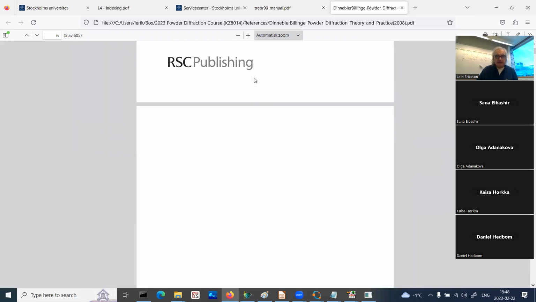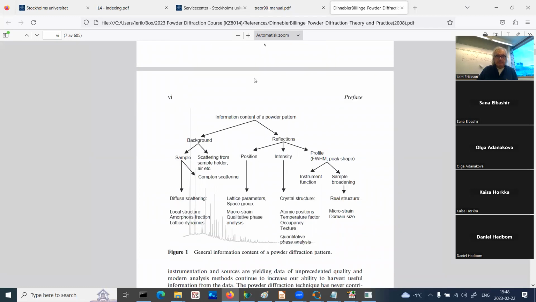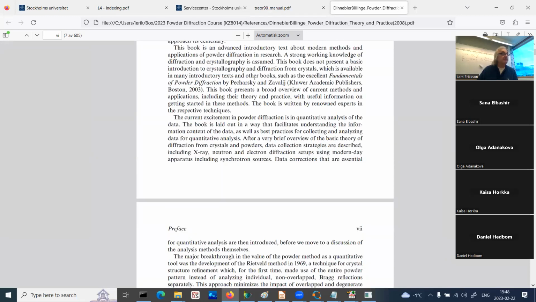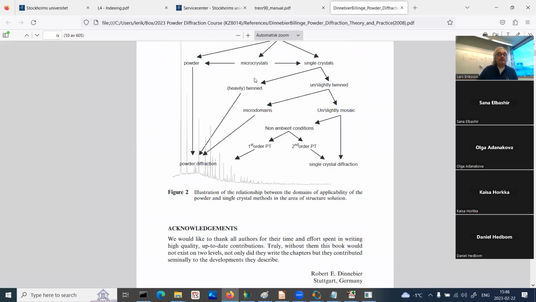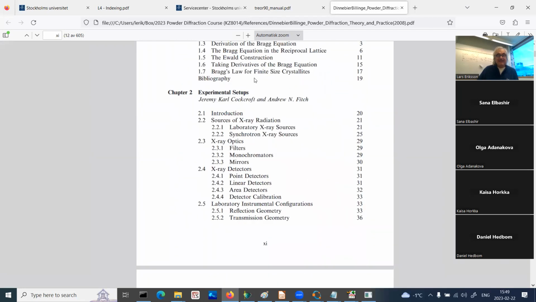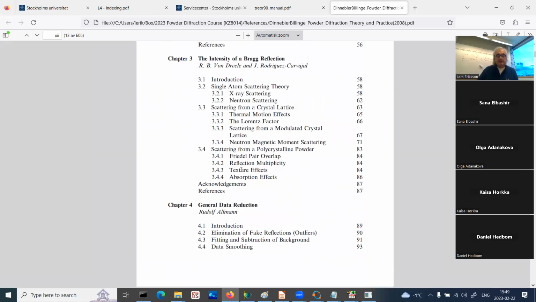Theory in practice, I think you can. It's quite good, yes. Yeah. But it's a lot of text. And I mean, it's quite complete, principles and experimental setups and such things.